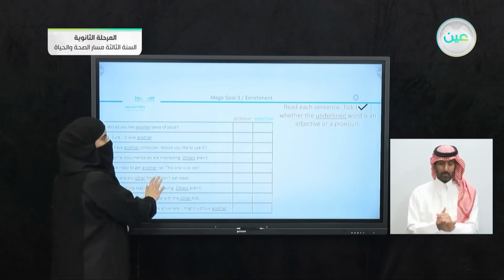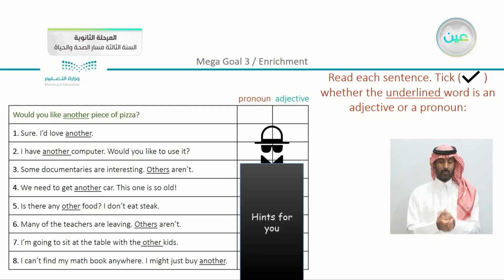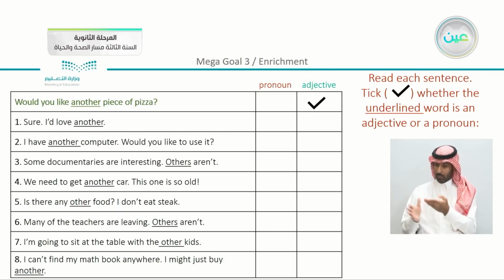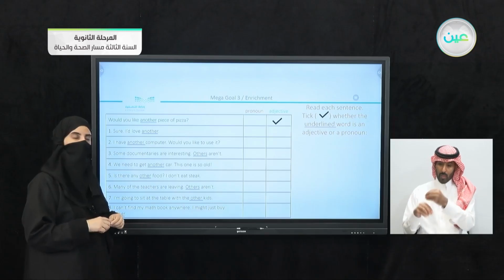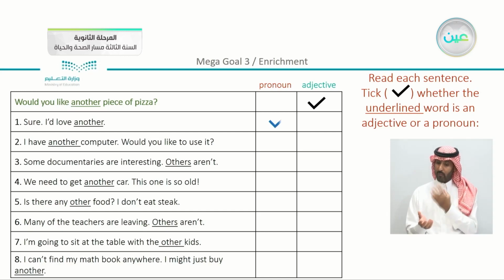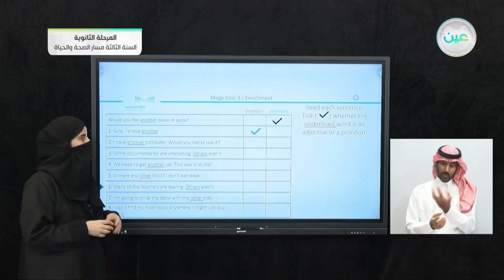So we have here the first thing. Let's just start. There are hints for you as well. The first one is done for you. Would you like another piece? I described it to be another piece. It is an adjective. Sure, I'd love another also. So here we have a pronoun. Another what? Another piece. Here it is a pronoun.